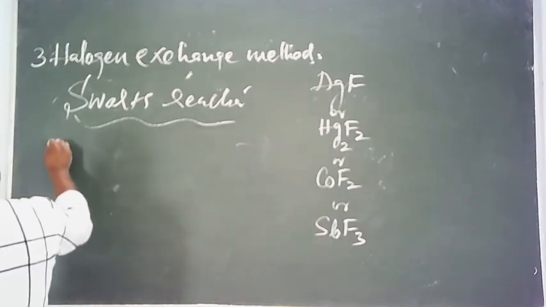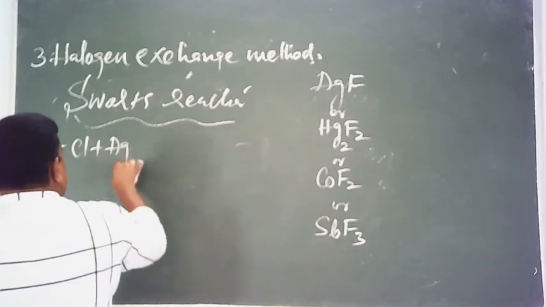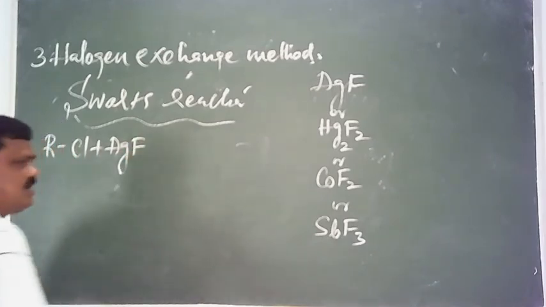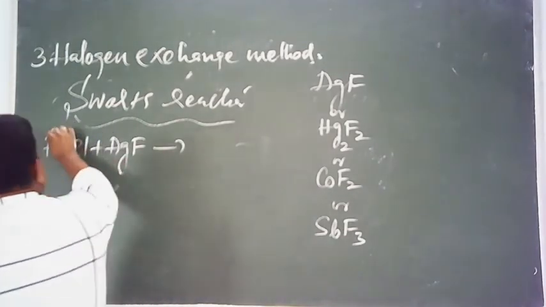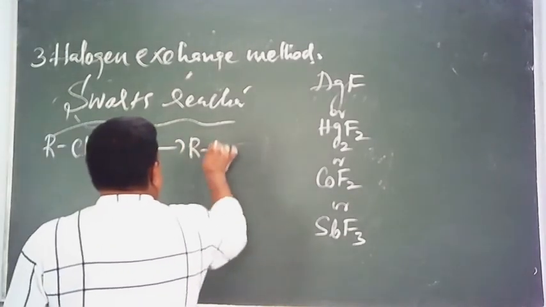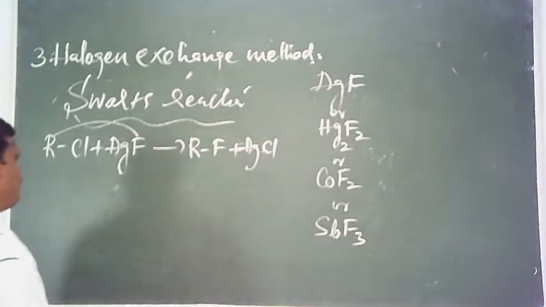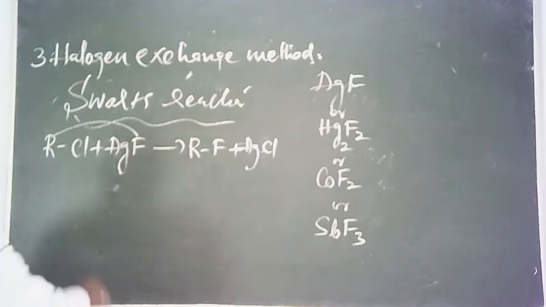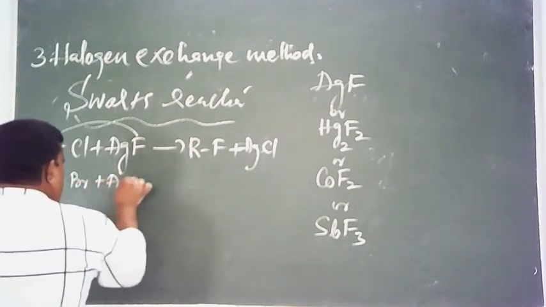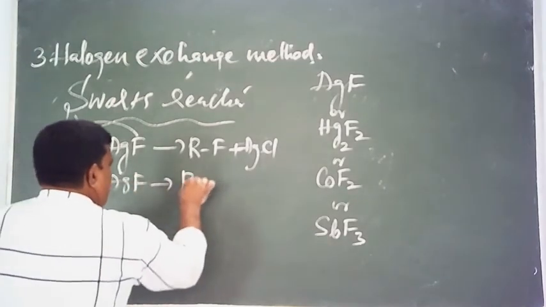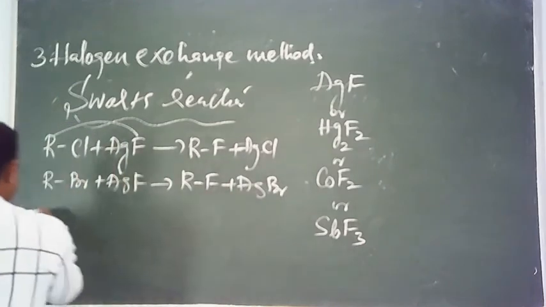Here, say RCl is taken and made to react with a metallic fluoride, say silver fluoride. Here we get RF, alkyl fluoride, plus AgCl. Let me give a simple example. One more: generally alkyl bromide with AgF gives RF plus silver bromide.